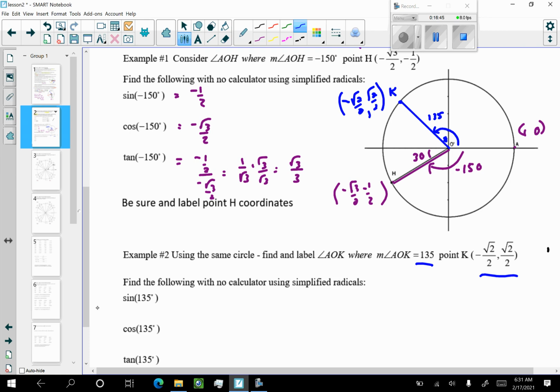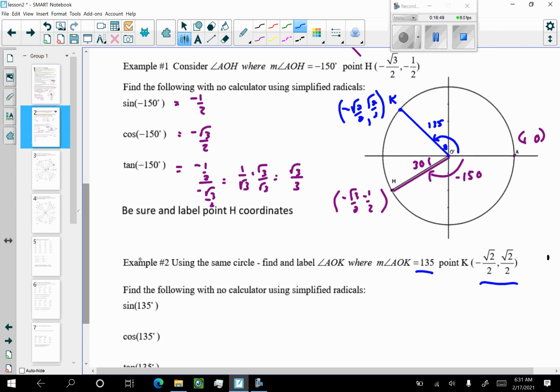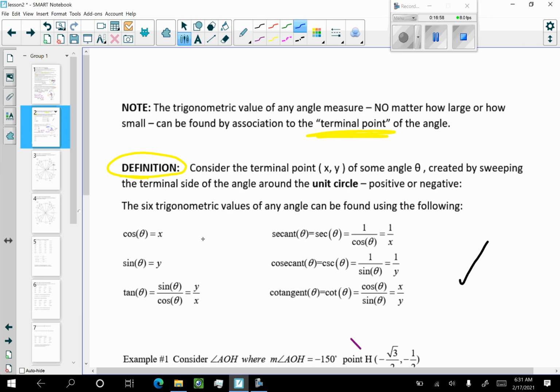And so let's find the following with no calculator. Use simplified radicals. Well, what is the sine of 135? The sine of 135 is the y. This is what you need to remember. If I jump up here to the top of these notes, this is what you need to remember.